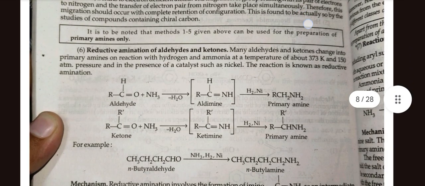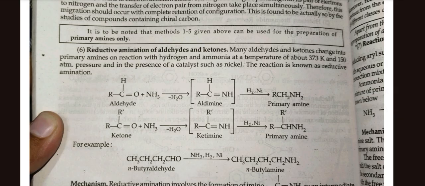It is also to be noted that methods 1-5 given above can be used for the preparation of primary amines only. Sixth, reductive amination of aldehyde and ketone. Many aldehydes and ketones change into primary amines in reaction with hydrogen and ammonia at a temperature of about 373 Kelvin and 150 atmospheric pressure and in presence of a catalyst such as nickel. The reaction is also known as reductive amination.